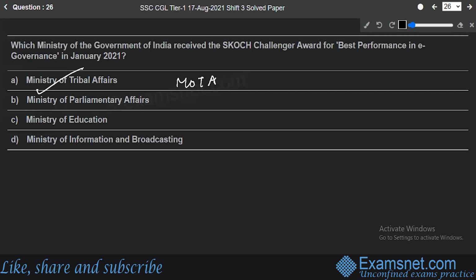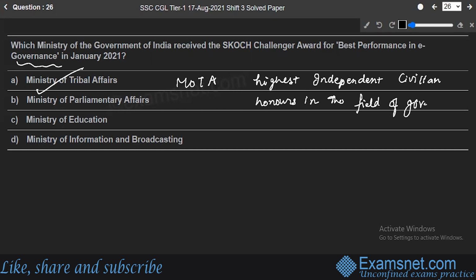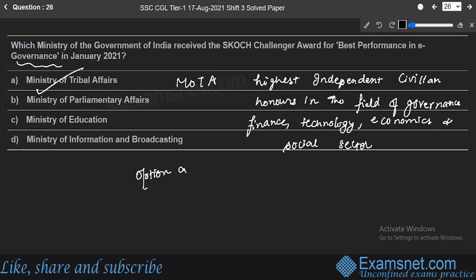The award has been received for outstanding work in e-governance. This group has instituted India's highest independent civilian honors in the field of governance, finance, technology, economics, and social sector. So answer to our question is option A. Hope you are clear. Let's move to the next question, number 27.